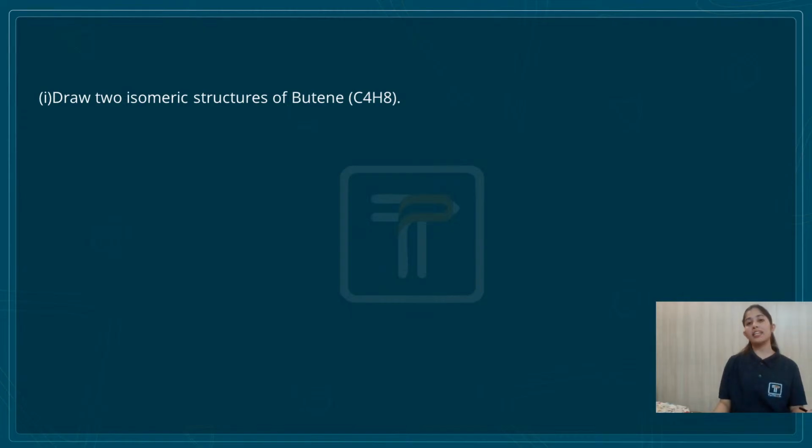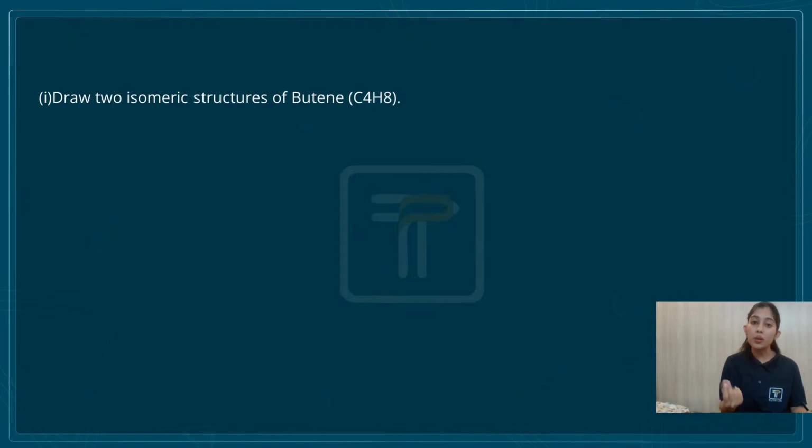Draw two isomeric structures of butene. Now first guys, you tell me, what are isomers? Isomers are the compounds that have same chemical formula but different structures, right? Chemical formula same hai, structure alag hai, right? So you have butene in front of you, butene, 4 carbon, right?